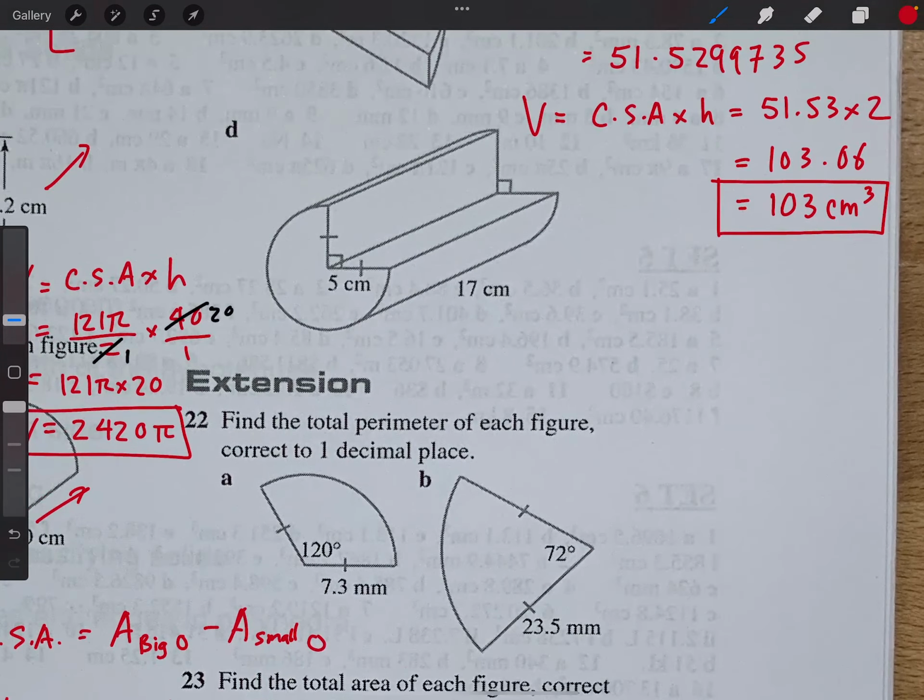Okay, question D. Now this one, we're going to find the area of this cross-section area here. That's the cross-section area.